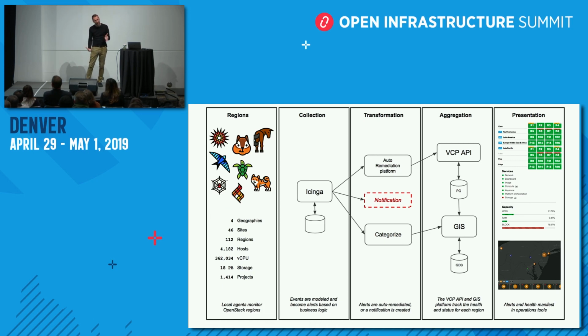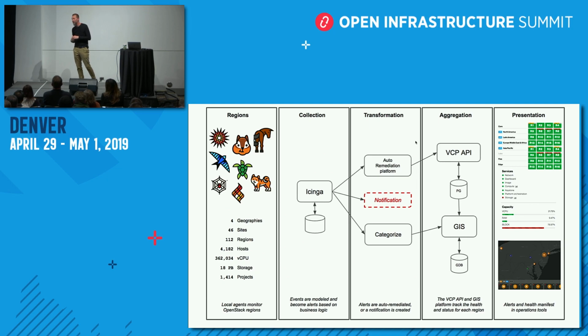We also do a bunch of aggregation. So there's a single surface that we've constructed. We call it the VCP API. It's actually a CLI, where the operators can type commands and it will return health information about all of our regions. It'll also return things like the version, when it was loaded. There's a lot of different information that we've coded into this.